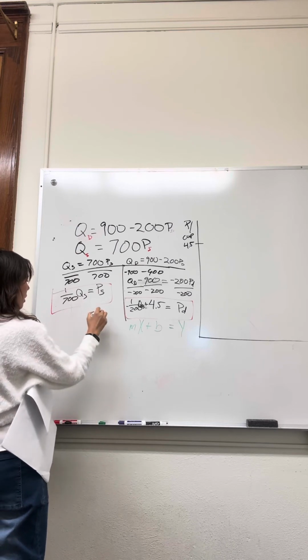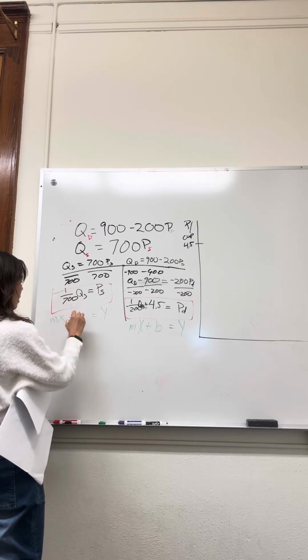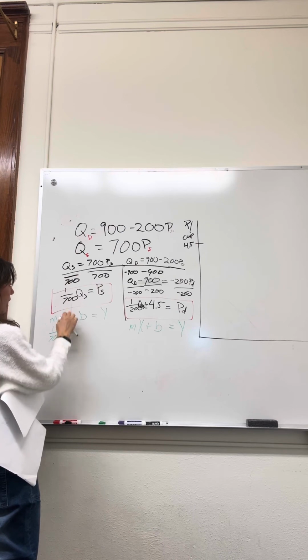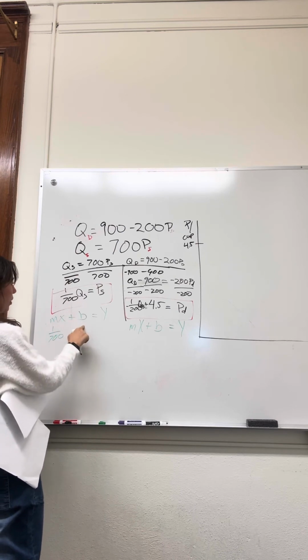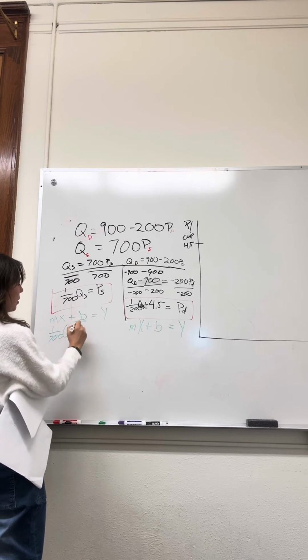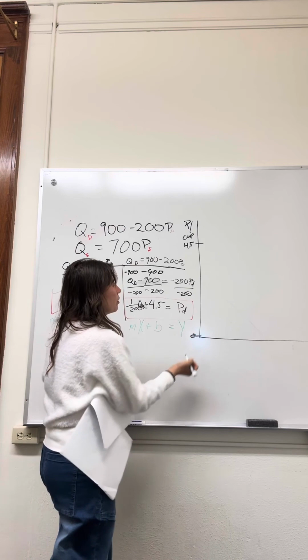So again, y equals mx plus b. The m is 1 over 700. The x is that QS. And then the b, it looks like it's missing, right? Well, it's not missing. What's implied is that it's 0. So supply starts at 0.